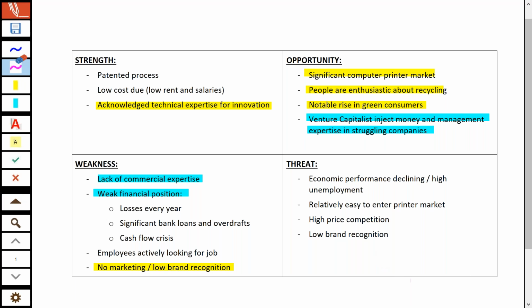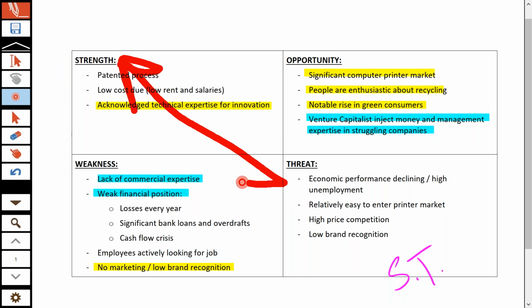Now, ST, the third one is use your strength to protect against threat. Okay, so we try to marry this with this. We've got certain strengths, and there are certain threats. Think of some simple yet logical idea. Think about low cost. That's my strength. On one hand, I have very low cost because my rents are lower, my salaries are lower than other competitors. So my cost base is low. So how can that help me?